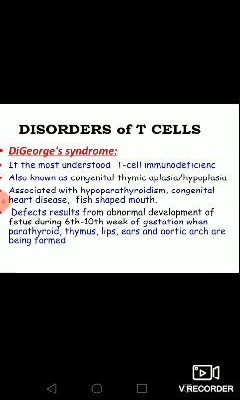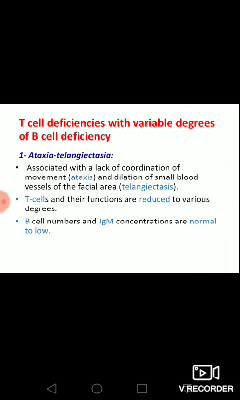DiGeorge is a T cell immunodeficiency: congenital thymic aplasia and hypoplasia associated with hypoparathyroidism, congenital heart disease, and fish-shaped mouth. The combined effect of T and B cells, like ataxia telangiectasia: ataxia, so cerebellar manifestations and incoordination of movement are present. Telangiectasia, dilated blood vessels over the face, are present, with T cell defect in their function.